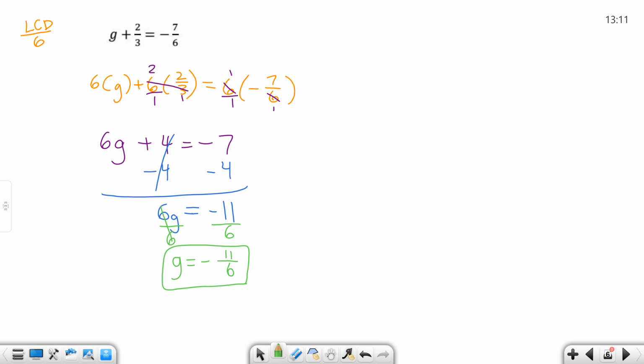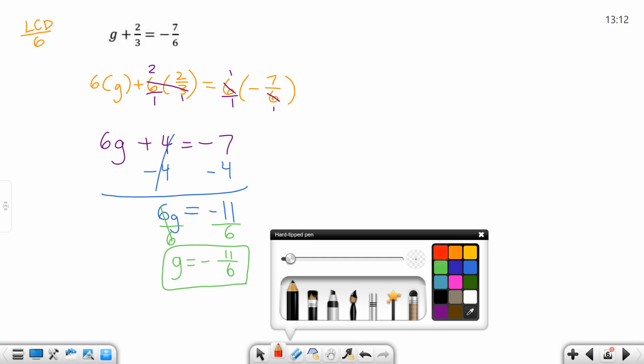And by the way, if I were checking this one, if I were told to check this one, I would put my negative 11 over 6 in for G, and because I have fractions in it, I'm going to multiply by the LCD first on both sides to eliminate my fractions. That's what I'm going to do. If they don't allow you to do that, then get your common denominator. But if I do that and I get this number equals this number, and I get 4 equals 4, I just put 4 over 6 equals 4 over 6. Okay, it worked out. Because when you multiply by the LCD, you're just getting rid of the denominator, so you can go back and put anything in if you need to. All right?